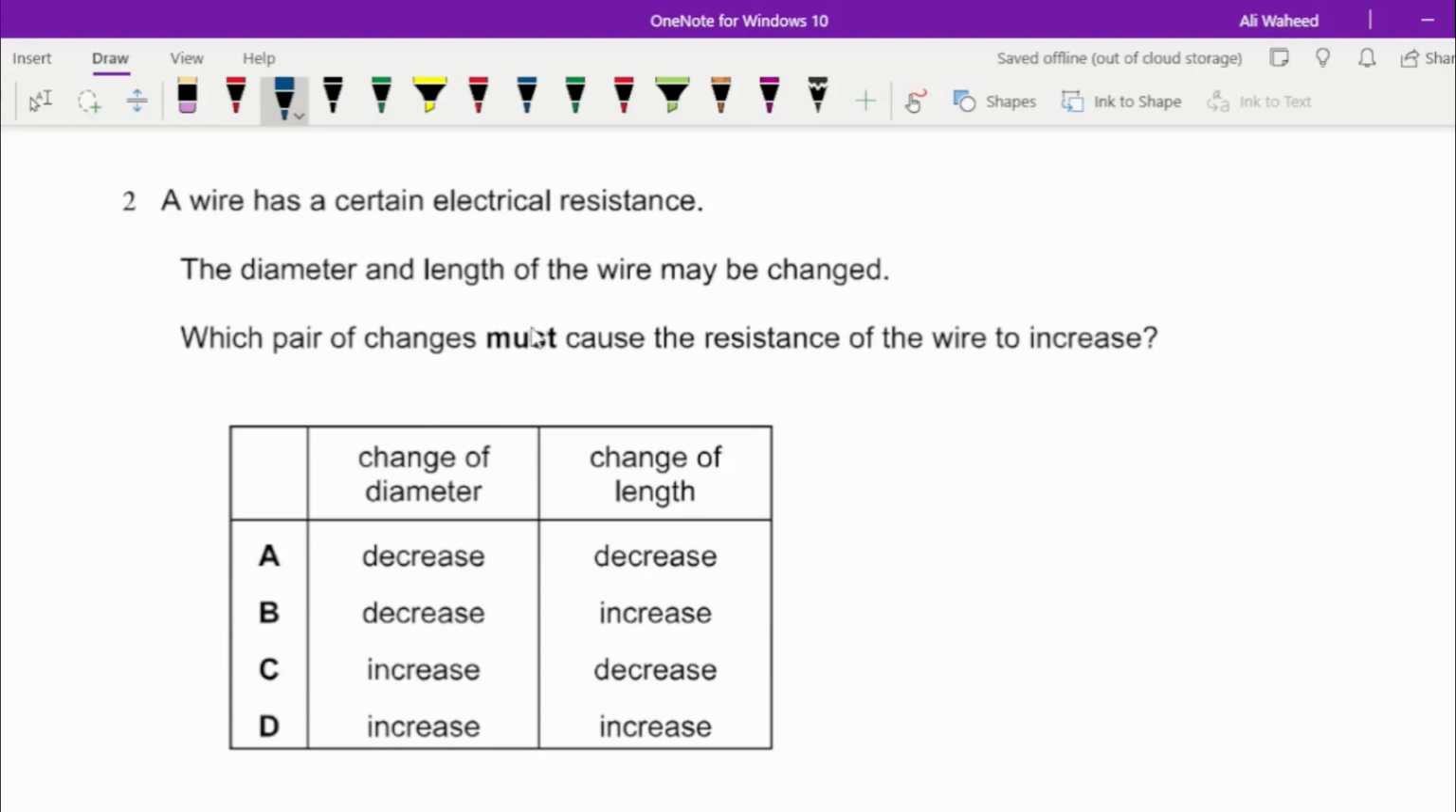A wire has certain electrical resistance. The diameter and length of the wire may be changed. Which pair of changes must cause the resistance of the wire to increase?